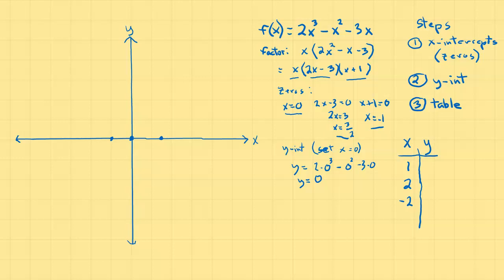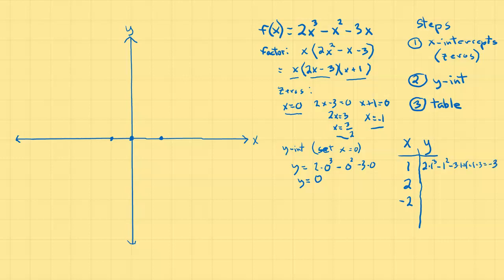So if x is 1, then I'm going to substitute 1 into the polynomial. So it'd be 2 times 1 cubed, minus 1 squared, minus 3 times 1. Okay, so 1 cubed is 1, so 2 times 1 cubed is 2. And then 1 squared is 1. So it's going to be 2 minus 1, and then minus 3. So that comes out to be -2.